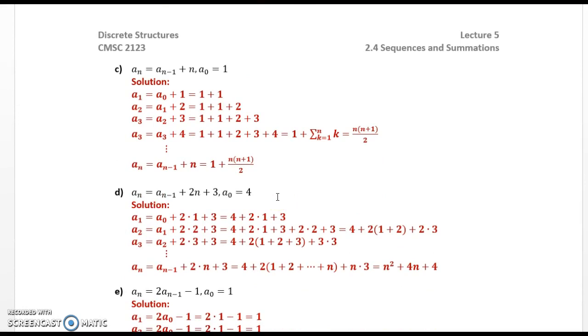C, we have a sub n is equal to a sub n minus 1 plus n, a sub 0 equal 1. We have a sub 1 is equal to 1 plus 1. We have a sub 2 is equal to 1 plus 2. We have a sub 3 is equal to 1 plus the sum from 1 to 3. And we have a sub n is equal to 1 plus the sum from 1 to n, which we summarize as n times n plus 1 over 2.